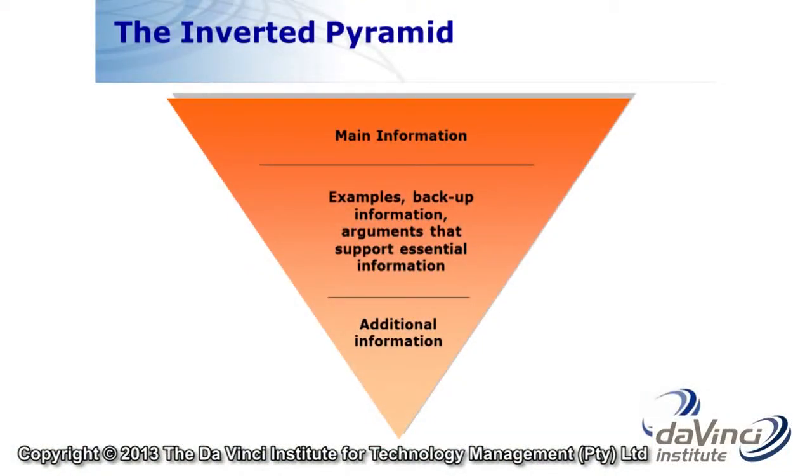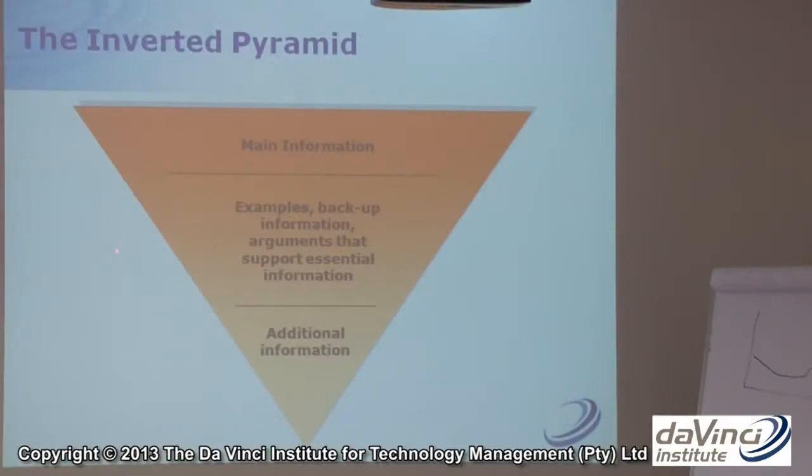The inverted pyramid. This upside down pyramid. Okay, look at that. Main information. Look how wide that base is. Is there a lot of main information? What is that? Research. All of that research. Okay? Examples, backup information, arguments that support essential information.